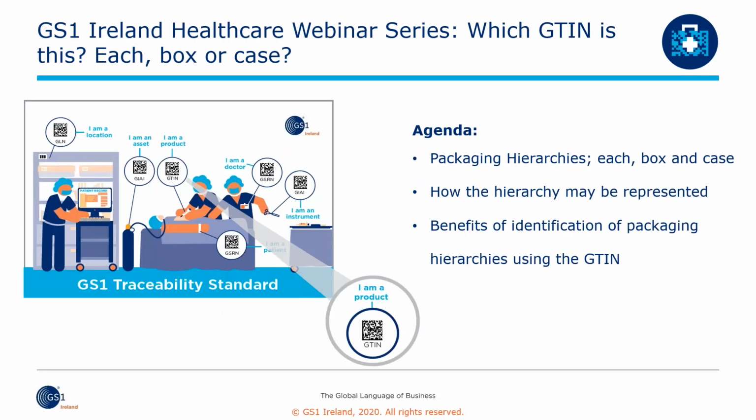As mentioned, the title of today's talk is "Which GTIN is this?" It's a question actually that we get quite regularly as people start to understand more about GTINs and how they work. We'll talk about each box case and the language that applies to this, and how the units of measure apply to the different levels of the hierarchy, and the benefits of identification of packaging hierarchies using the GTIN. So at this stage, I'll hand over to Amanda.